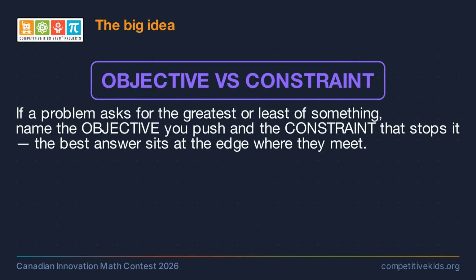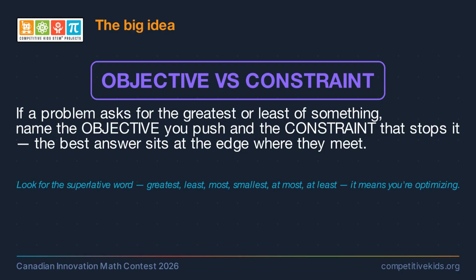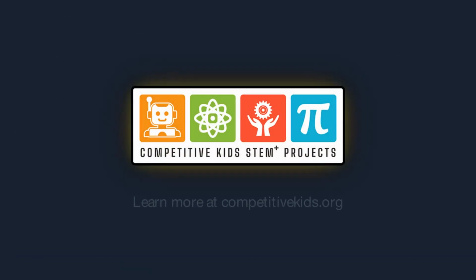If a problem asks for the greatest or least of something, name the objective you push and the constraint that stops it, and the best answer sits at the edge where they meet. Look for the superlative word: greatest, least, most, smallest, at most, at least. It means you are optimizing.